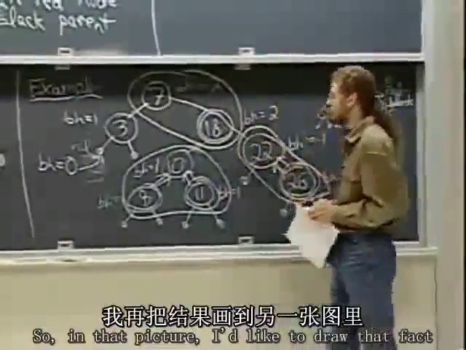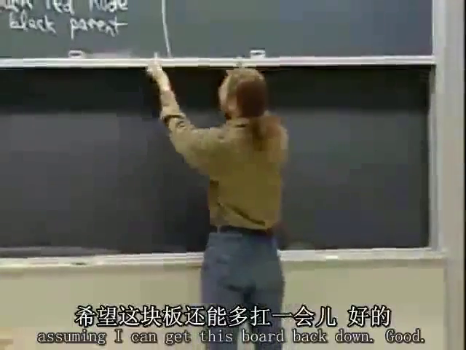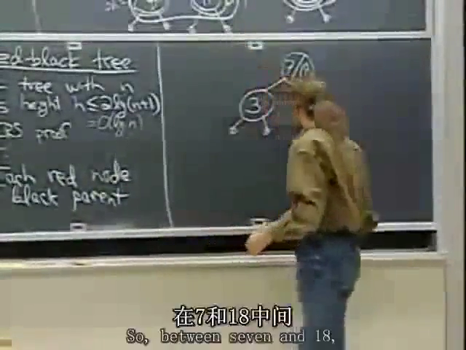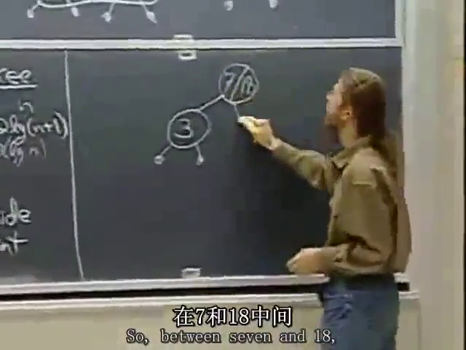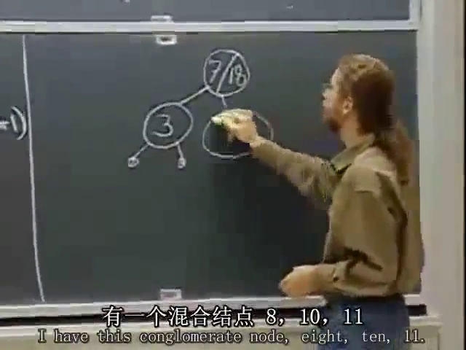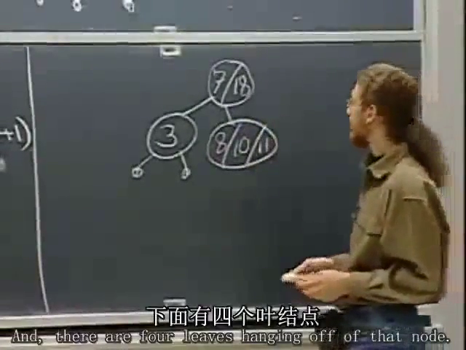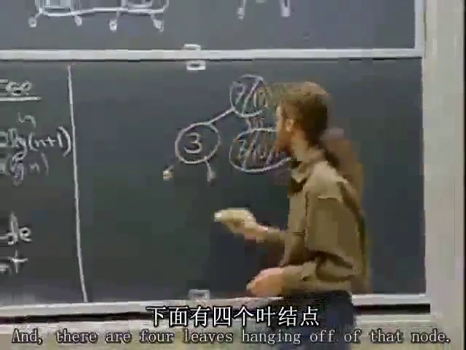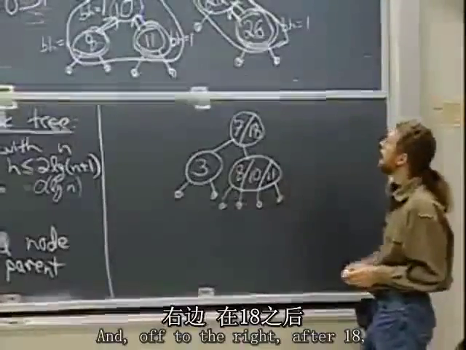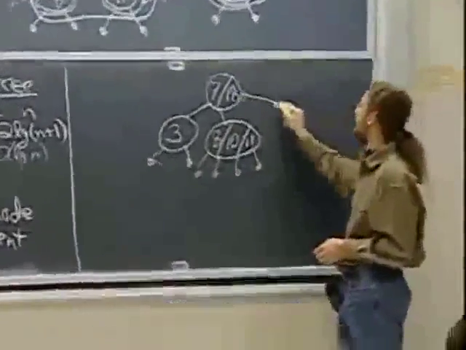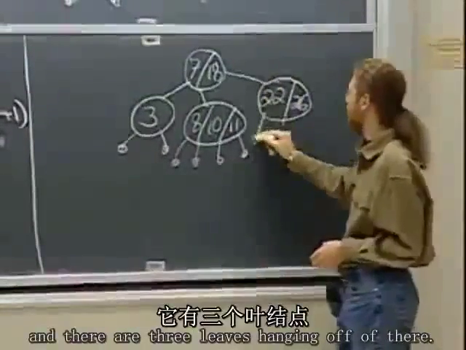Okay, so in that picture, I'd like to draw that fact. Assuming I can get this board back down. Good. So between 7 and 18, I have this conglomerate node, 8, 10, 11. And there are 4 leaves hanging off of that node. And off to the right, after 18, I have a conglomerate node, 22/26. And there are 3 leaves hanging off of there.